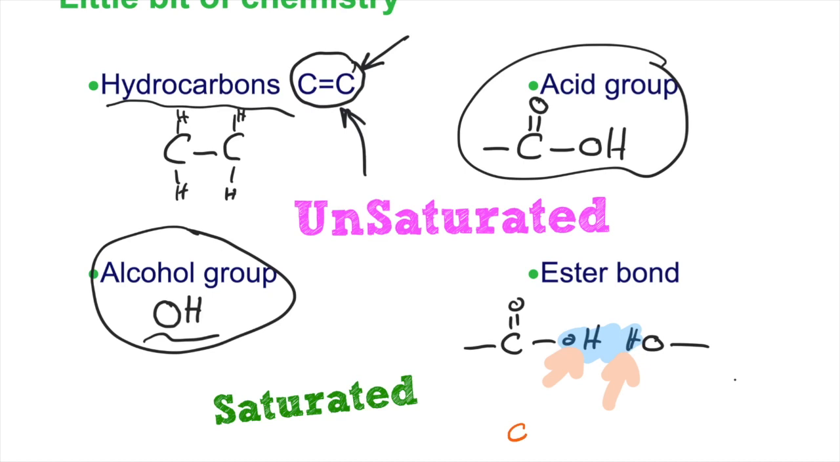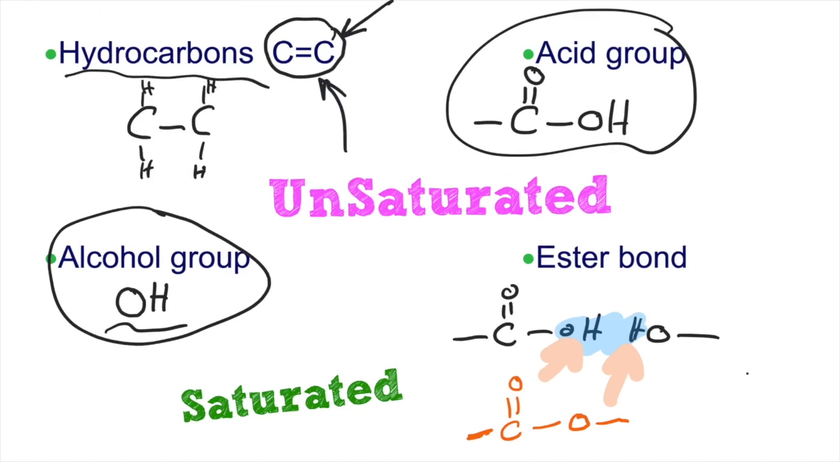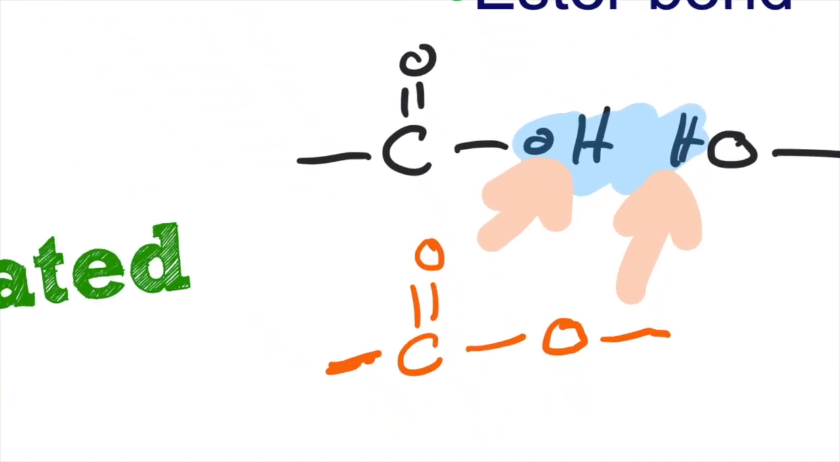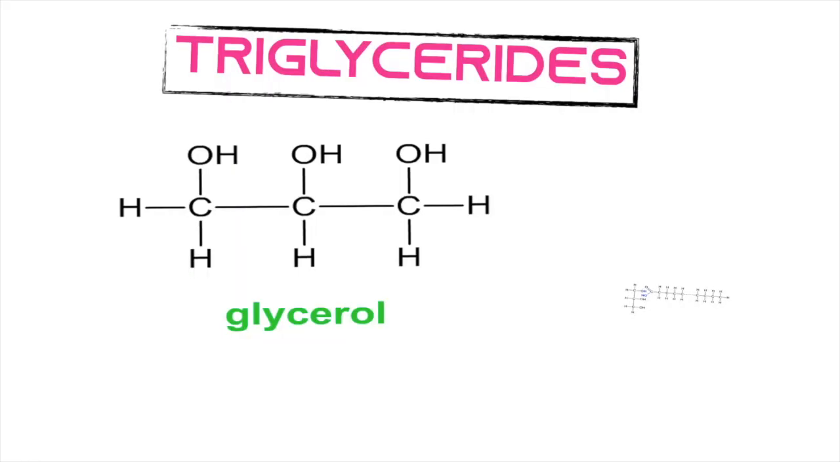Ester bonds look like C double bond O with an oxygen. So you could link up an alcohol with an acid with this type of bond that we call an ester bond. We are now going to use the chemistry knowledge to build triglycerides, the energy storage that we've previously seen.